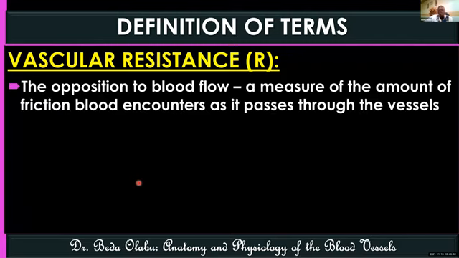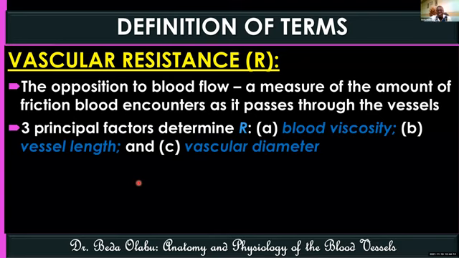Vascular resistance is the opposition to blood flow, the things that oppose the flow of blood. Basically, it is a measure of the amount of friction that blood encounters as it goes through blood vessels. This resistance is determined by three major factors. One of them is the viscosity of blood.